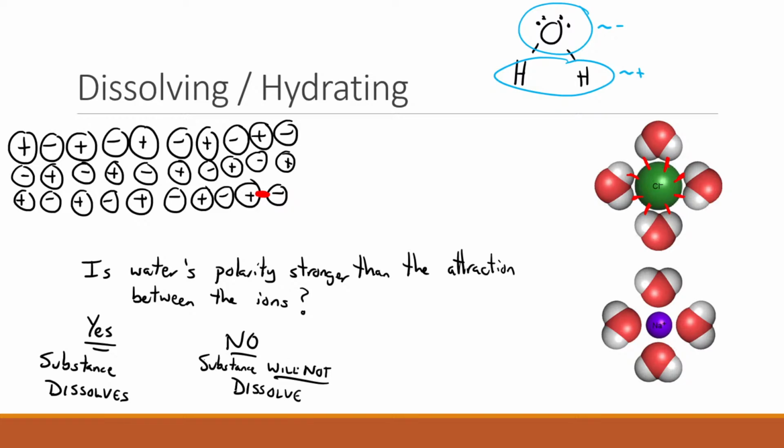And as we move forward, next time when we look at Table F together, we are going to see how Table F answers this question for us. How we can use Table F to see if something will or will not dissolve, based on whether the attraction between the ions, this attraction, is stronger or weaker than these attractions that the water has with the ions.